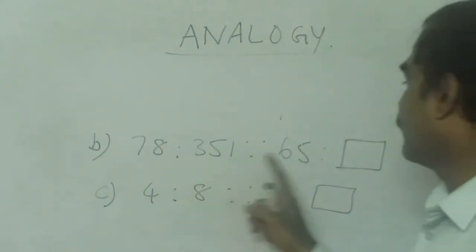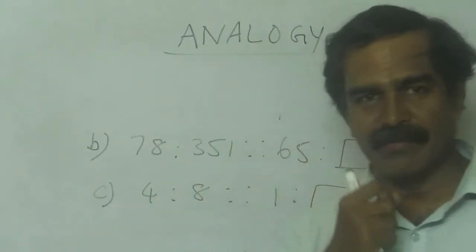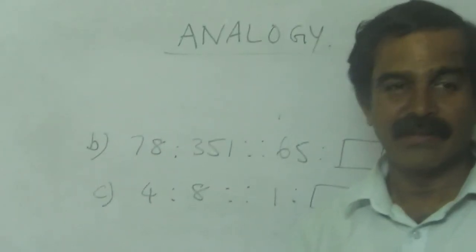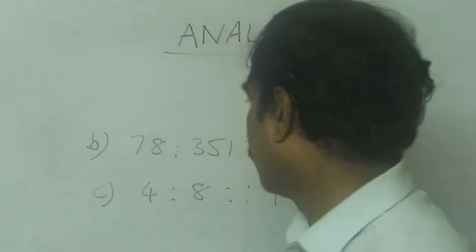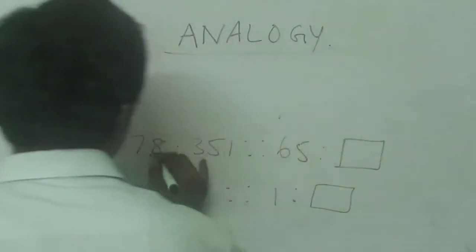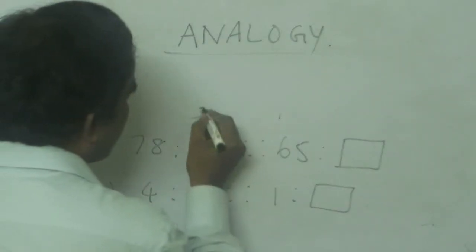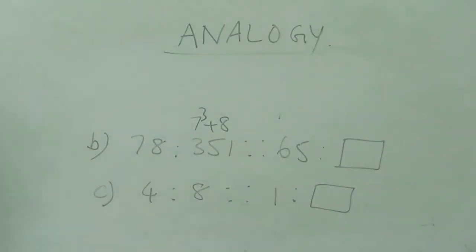78 becomes 351, 65 becomes which number? Don't simply divide 351 by 78. You may end up with some decimal, right? That's not their idea. They want you to think some better way. So how to do this? This 351 is very close to a cubic number. This is 7 cube plus 8. So 7 cube is 343 plus 8 is 351.